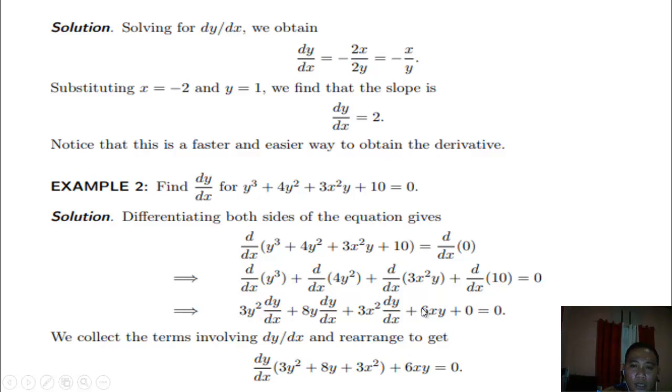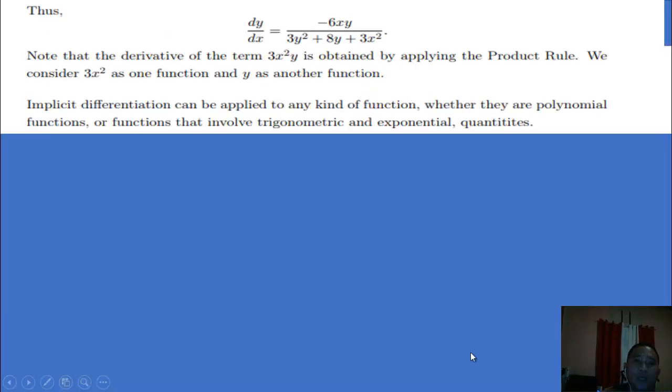Yan. Ito, ililipat sa kabila. That is negative 6xy. Pagkatapos ng lipat, i-divide lahat ng 3y squared plus 8y plus 3x squared. Yan ay ang result: negative 6xy over 3y squared plus 8y plus 3x squared. Given a point, makukuha natin ang slope of that tangent line. So that's why this is very important.